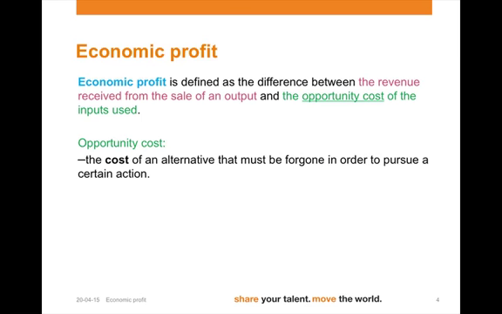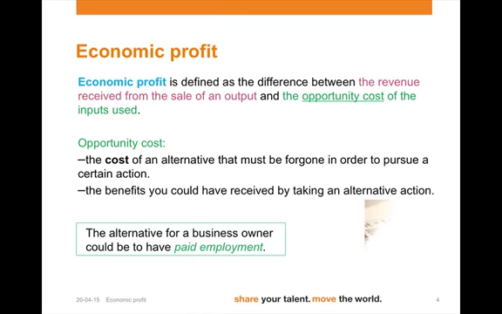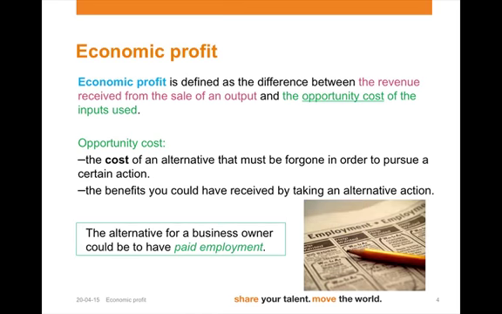In economics, we see that as the cost of an alternative that must be forgone in order to pursue a certain action. So back to the cartoon, the cost of passing your final is to give up a good night's rest. In other words, the benefits that you could have received by taking an alternative action. If we apply that to businesses, the alternative for a business owner could be to have paid employment.